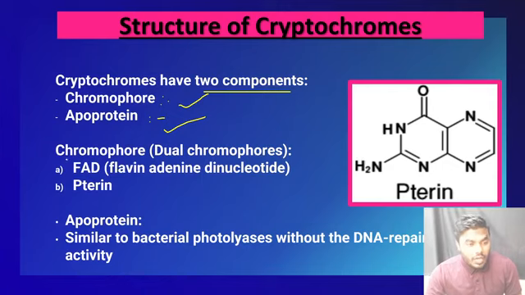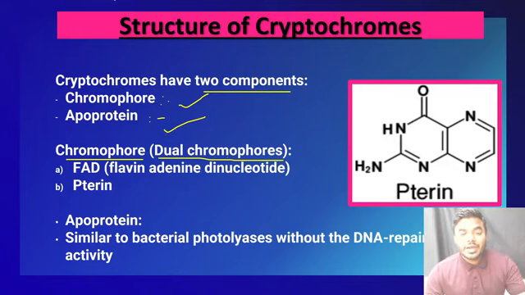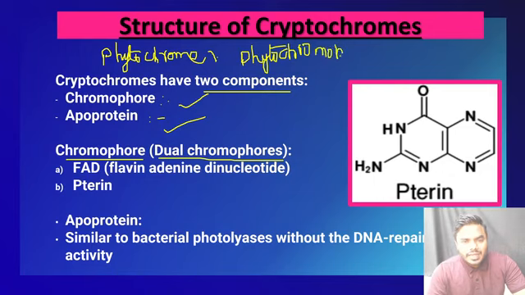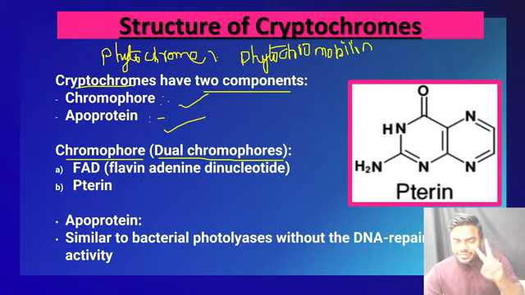Now everyone of you listen. Chromophore, which is the dual chromophore. Friends, once again keep on comparing. In the phytochrome, what is the name of the chromophore we studied? The name of the chromophore we studied is phytochromobilin. Correct? This is what we have studied as the chromophore. But friends, when you look into this particular cryptochrome, it has dual chromophores. I want you to remember this compulsorily. One is FAD, another one is pterin.